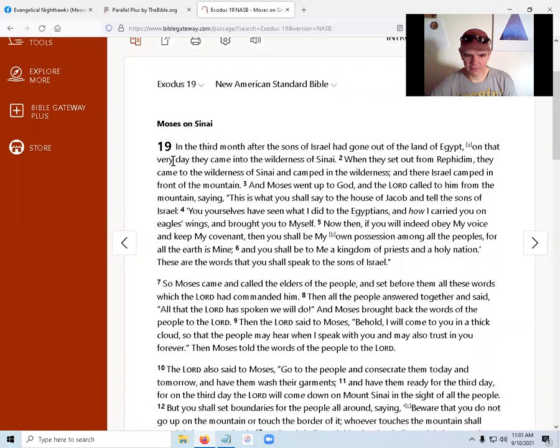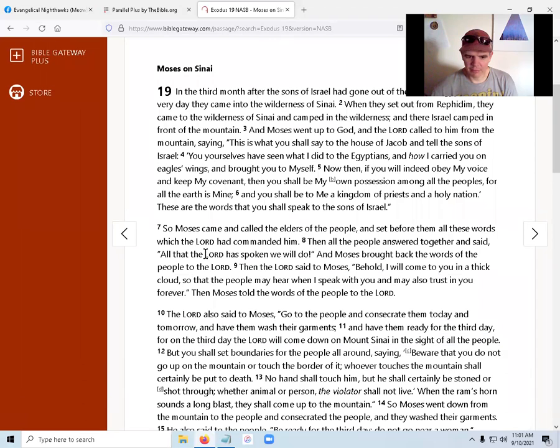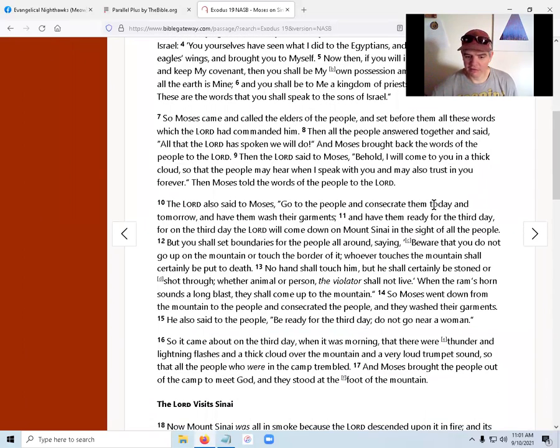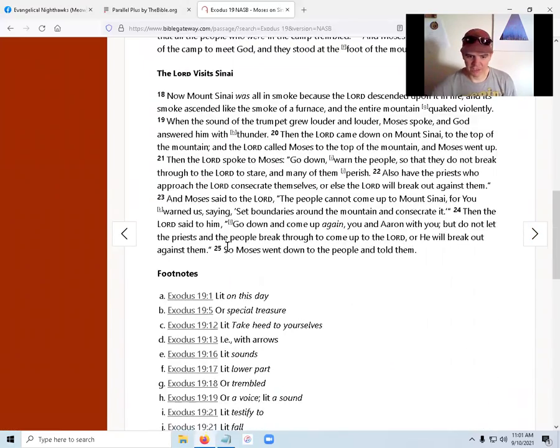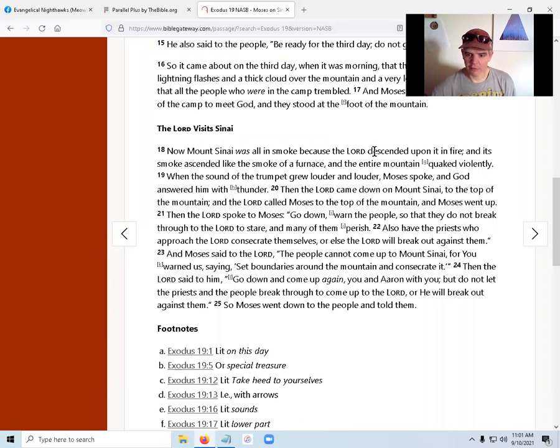Okay, when they set out, Moses, the elders of the people, all the people said, we will do as the Lord has spoken. Oh, they will? Will they? They didn't listen to the manna. I'll go to the people and consecrate them today and tomorrow. Okay. So the Lord visits Sinai. Mount Sinai was all smoke because the Lord descended upon it.